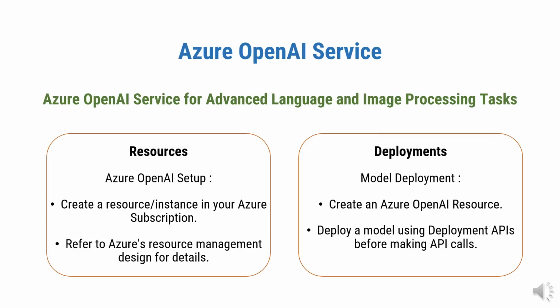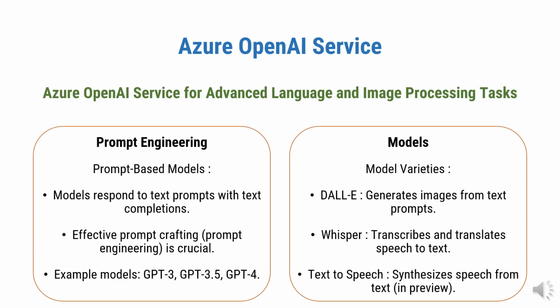Deployments. Model deployment. Create an Azure OpenAI resource. Deploy a model using deployment APIs before making API calls. Prompt engineering. Prompt-based models respond to text prompts with text completions. Effective prompt crafting is crucial. Example models: GPT-3, GPT-3.5, and GPT-4.